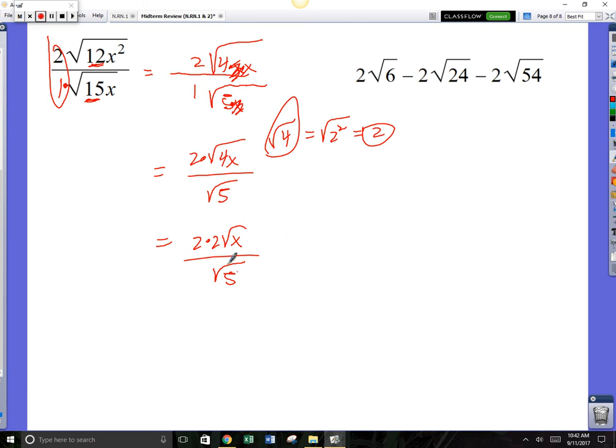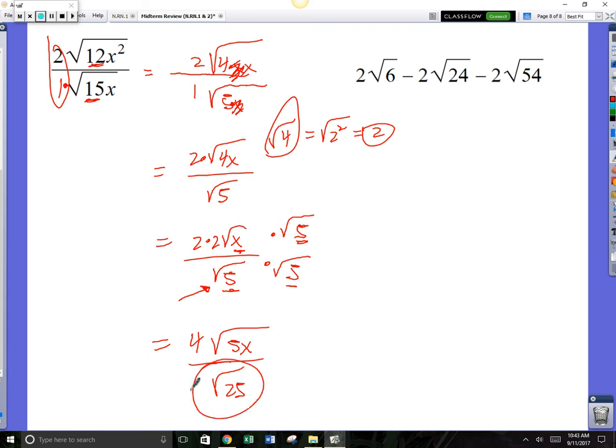and now times your bottom. You cannot leave an irrational in the denominator. So now this is illegal, the square root of 5. So times the bottom by square root of 5, times the top by square root of 5, and we should end up with, on top, we've got 4, and the underneaths times together, so we got 5x. Then on the bottom, the underneath times together, so you've got square root of 25.